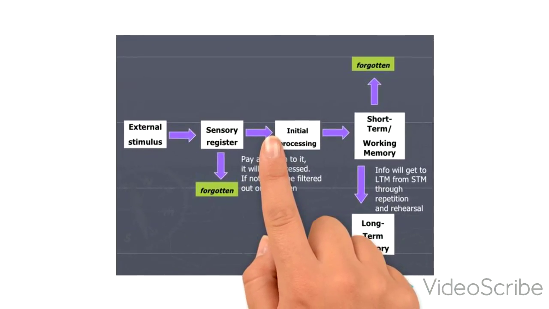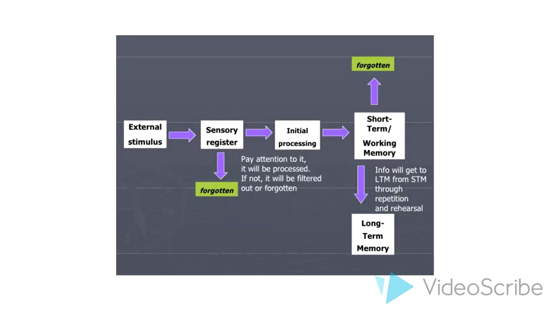External stimulus from the sensory organs enters the sensory register. If the mind pays attention to it, it will be processed. If not, it will be forgotten. Then, the stimulus will enter initial processing, in which it will go to working memory or short-term memory. After several rehearsals or repetitions, the information will be directed to long-term memory. If not, it will be forgotten.